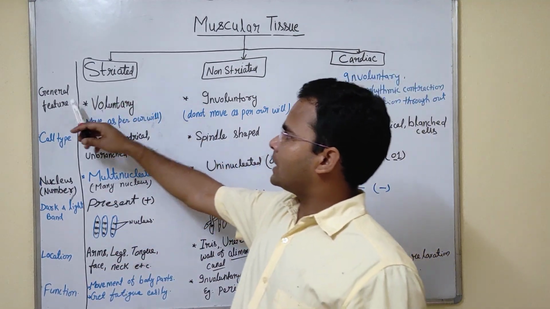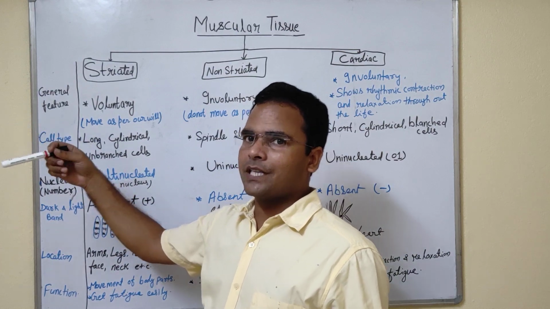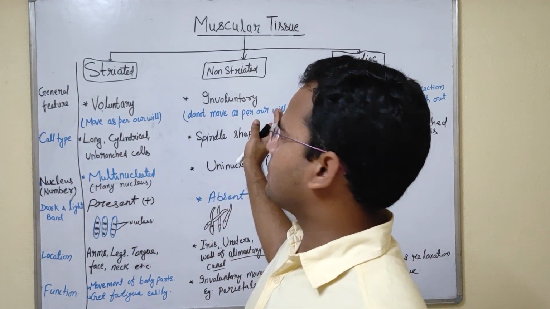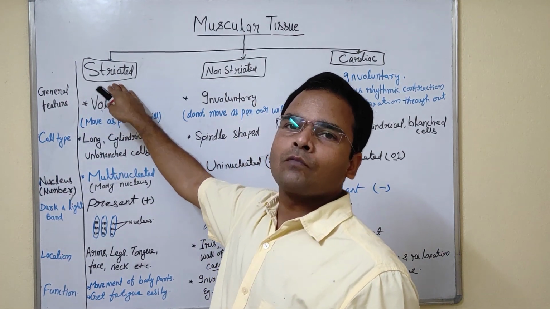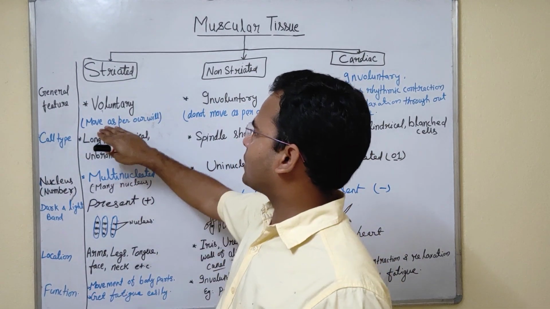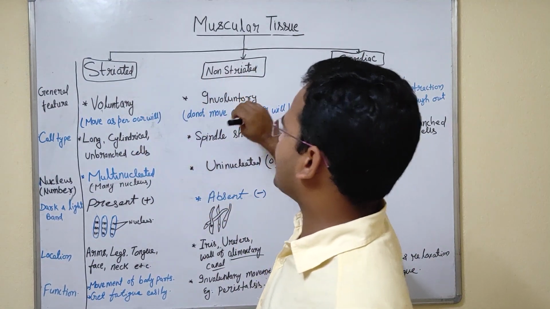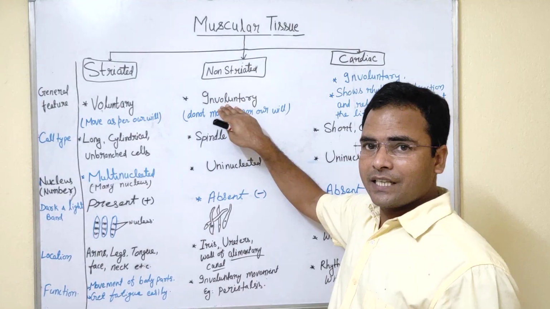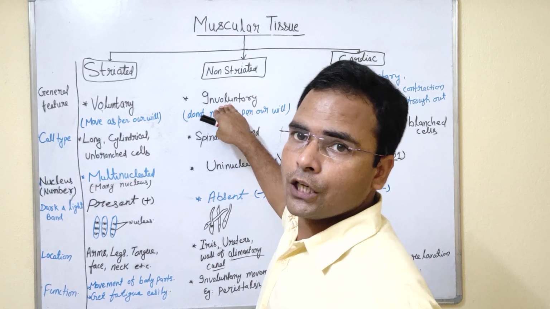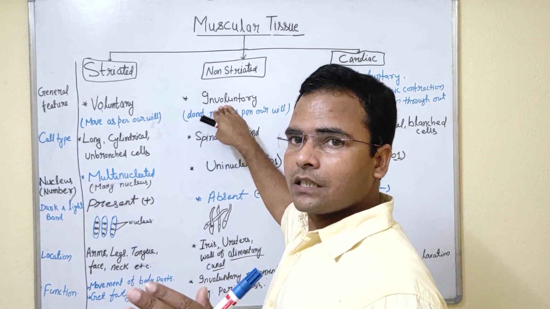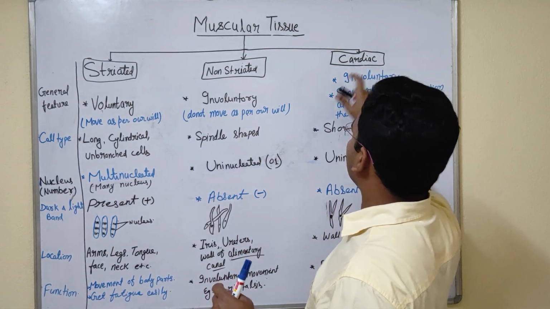As for example, the first parameter on which we are going to compare these three types is the general feature. Striated muscles are voluntary muscles. They will work according to our will. They can move according to our will. But the non-striated are involuntary in nature. They cannot be commanded by our will. They are under the control of the autonomous nervous system. And the third one is the cardiac muscle.